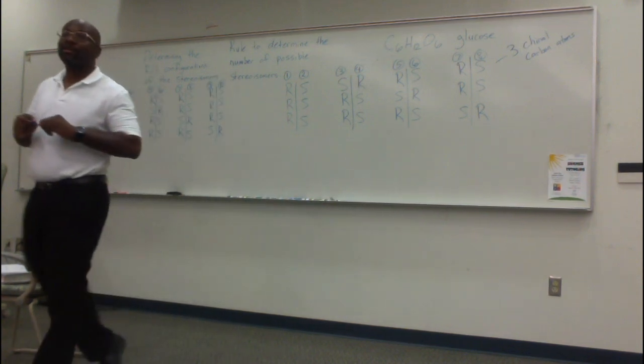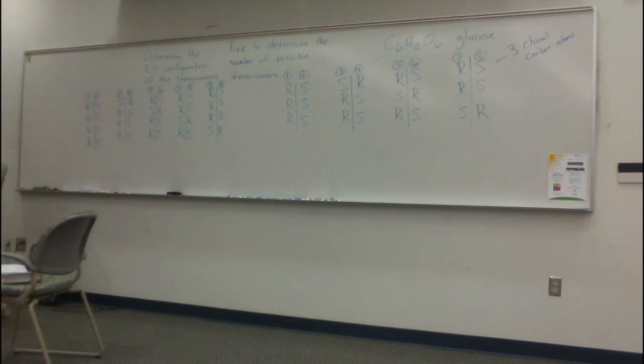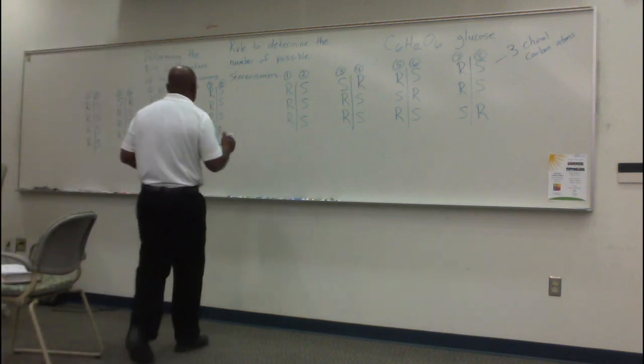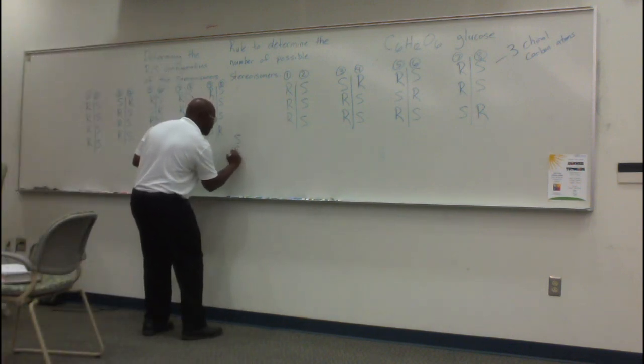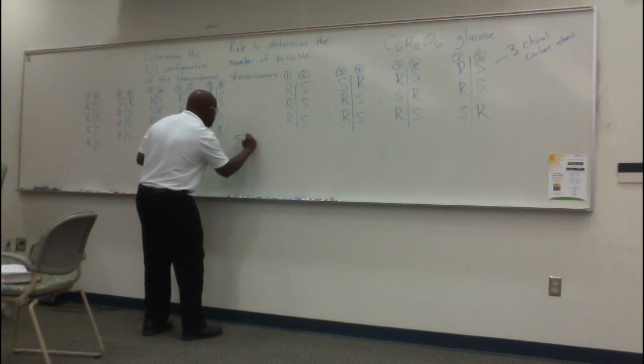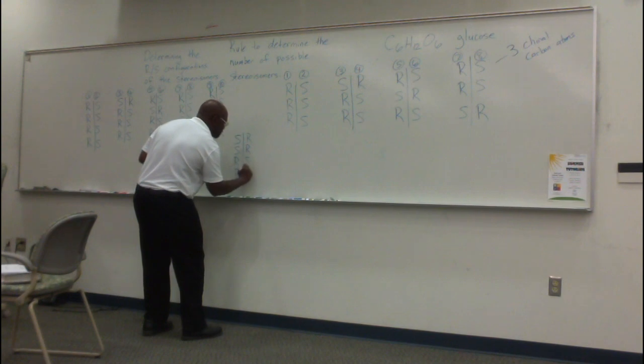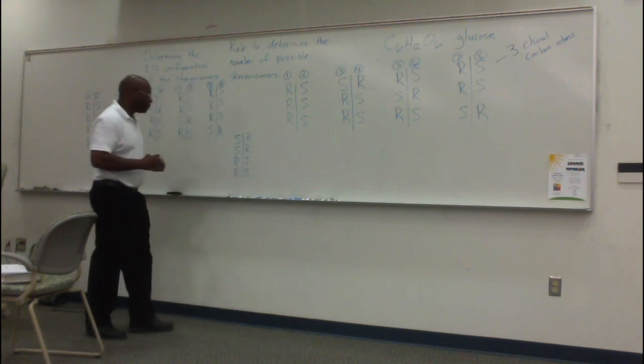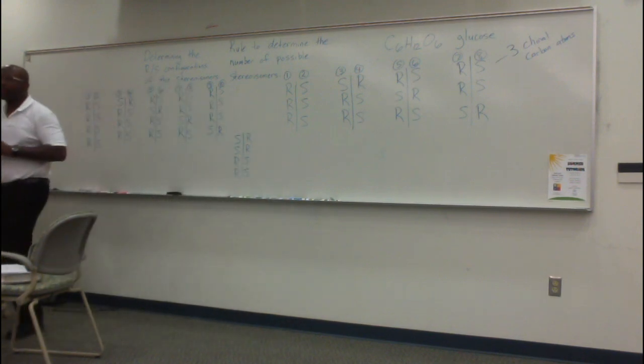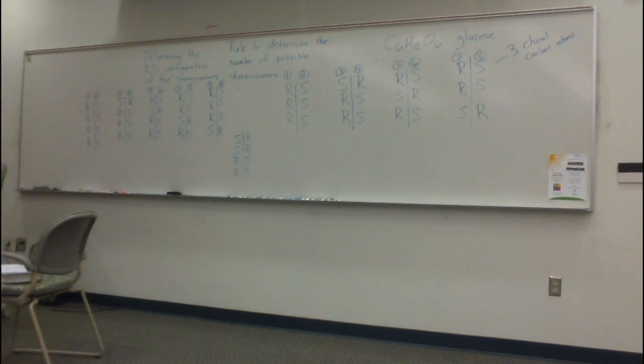Remember, we're going to have how many? 16. Next, I'm going to change the first two. Go my same R, R, R, and we'll change the first two letters. So it'll be S, S, R, R. Mirror, R, R, S, S. That will give me 11 and 12.